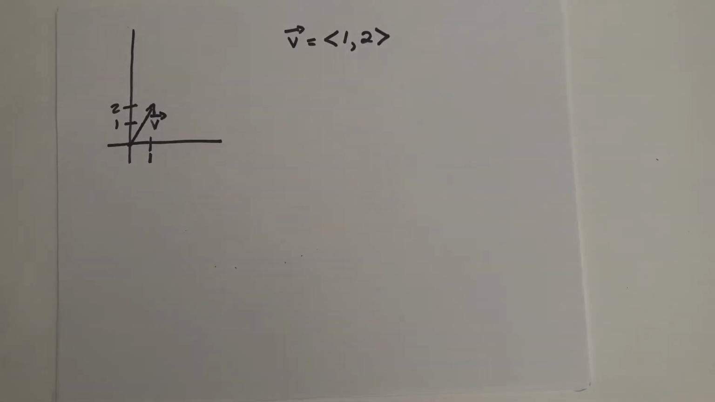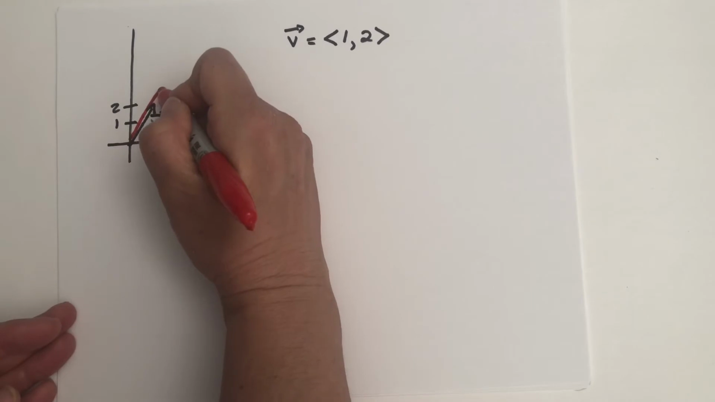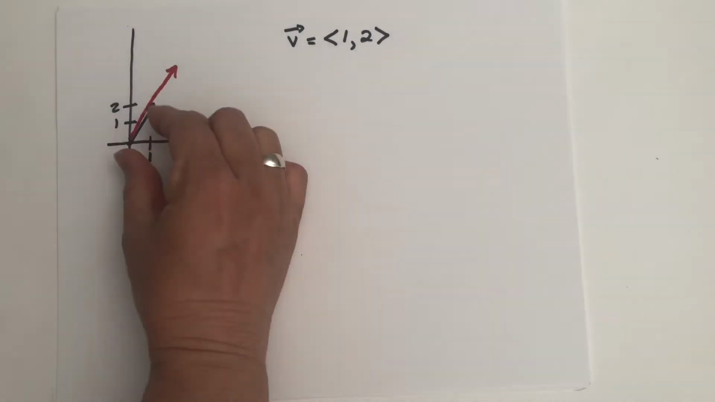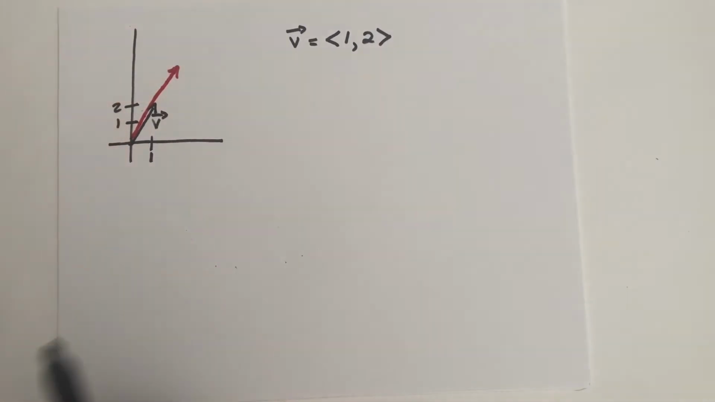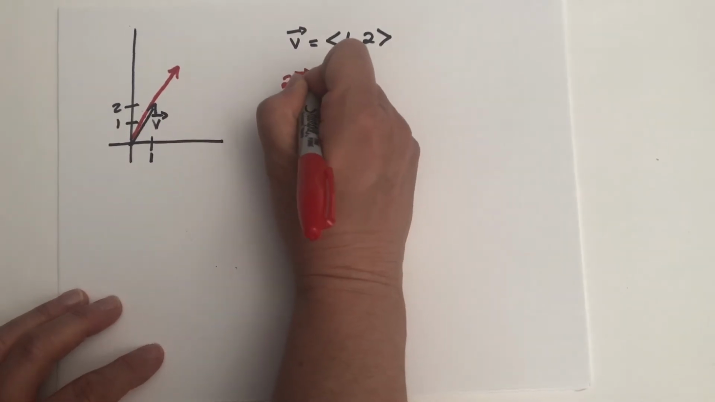But suppose we multiplied the vector by 2. Remember, geometrically that meant it's twice as long. We just extend it. Instead of being this long, however long that is, you could calculate it, it's twice as long. So in red, we have 2 times v.